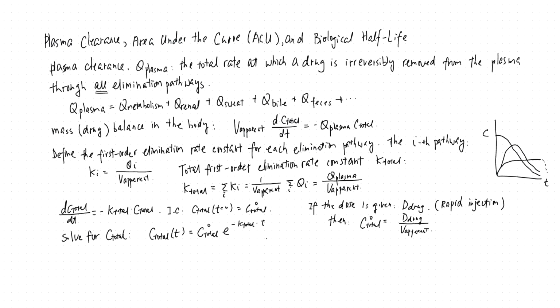So this equation only works for rapid injection, because only for this one, you know that your initial concentration is the maximum, which is given by the dose divided by the apparent volume. Otherwise, for example, for absorption, the initial concentration is zero, and in that case, we cannot say C total zero equals this one. So this is limited to rapid injection.